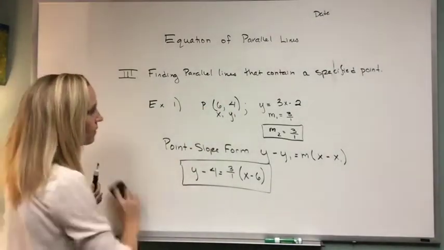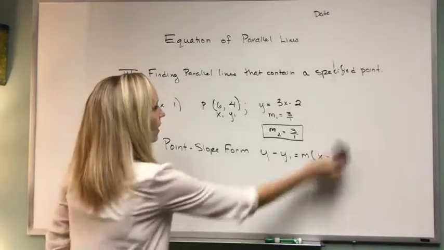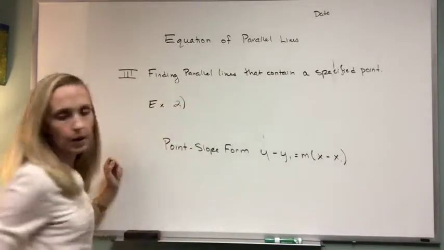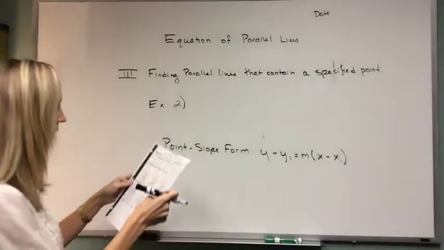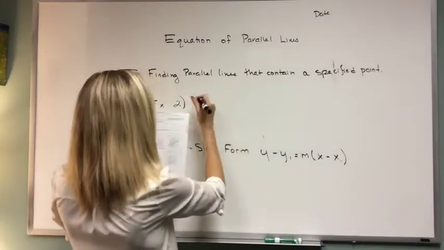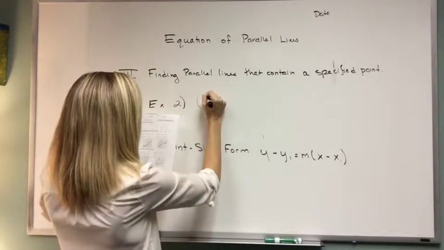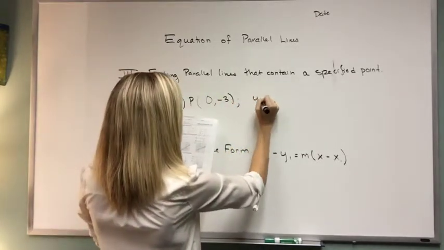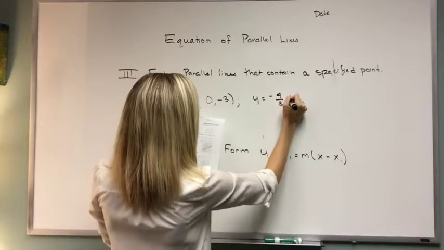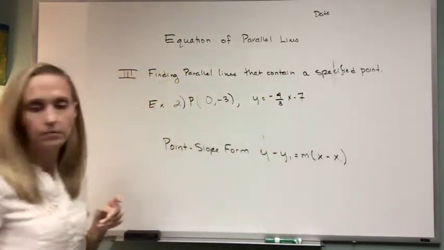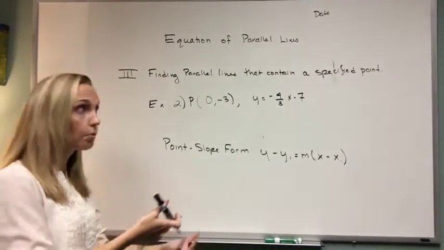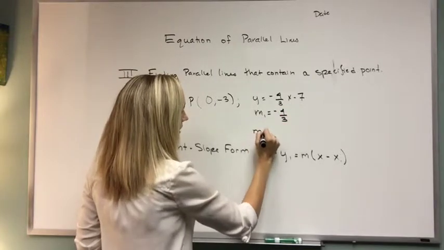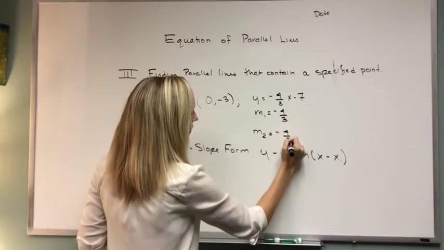Okay, let's do one more. I'll keep that equation up. Okay, what if we did point (0, negative 3), so that's my P, and it is parallel to y equals negative 4 over 3x minus 7. Parallel lines have the same slope. So m1 is negative 4 over 3. That means m2 must also be negative 4 over 3.